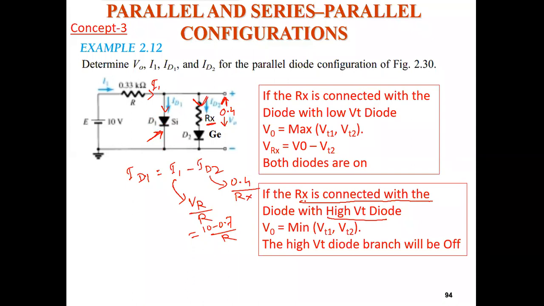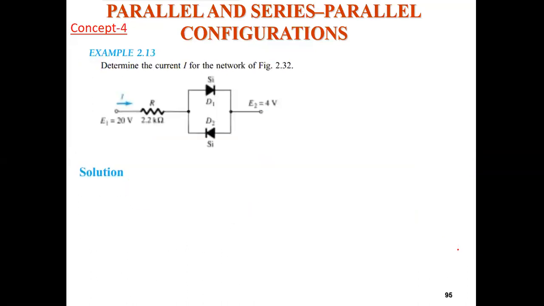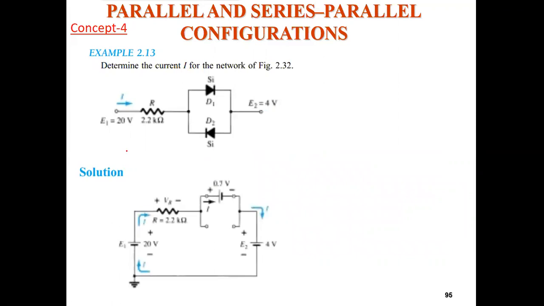So that is written here. If Rx is connected with the high VT diode, then your V0 would be equal to minimum of VT1 and VT2. मतलब उस केस में ये 0.3 हो जाता है V0. Okay, and the high VT diode branch would be off. Okay, so these are the concepts we have seen. Okay, another problem also we have seen.